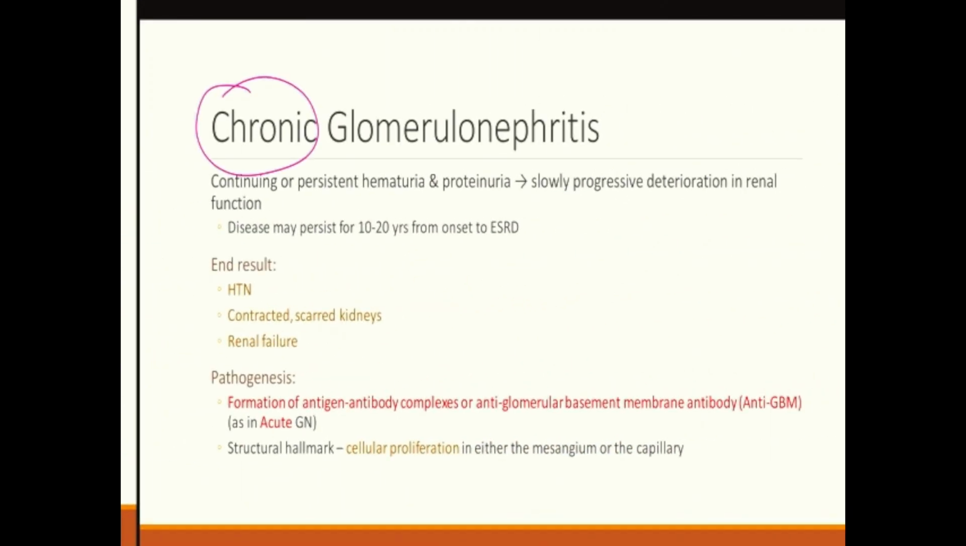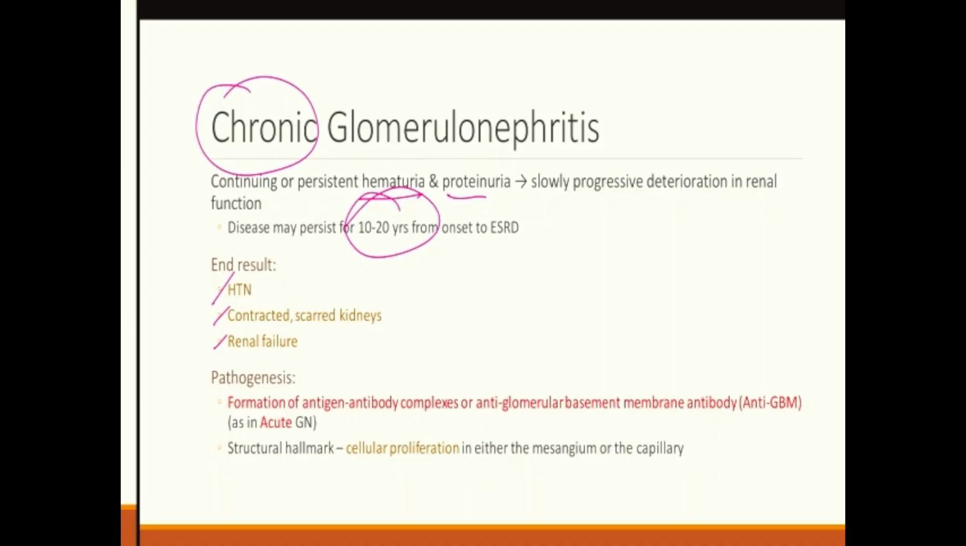Here's your chronic glomerulonephritis, continuing or persistent hematuria and proteinuria. 10 to 20 years before you get to CKD. So the rapidly progressive one took some weeks to months. This one takes 10 to 20 years. End result, high blood pressure, contracted, scarred kidneys. They get smaller, and obviously renal failure is going to be there as well.